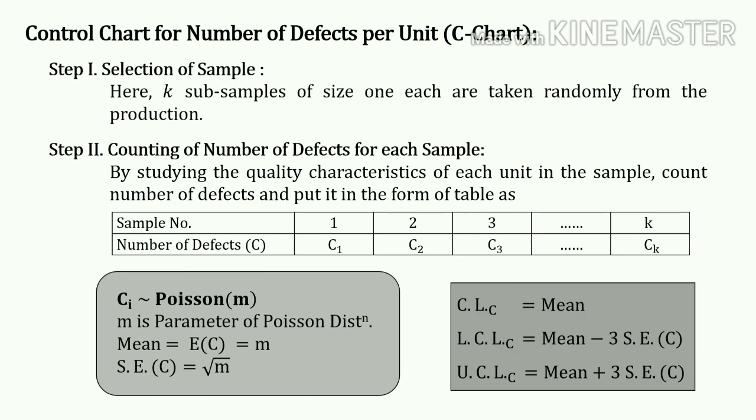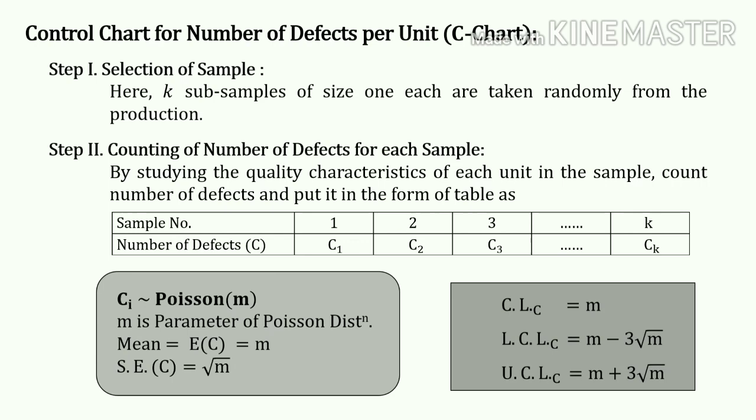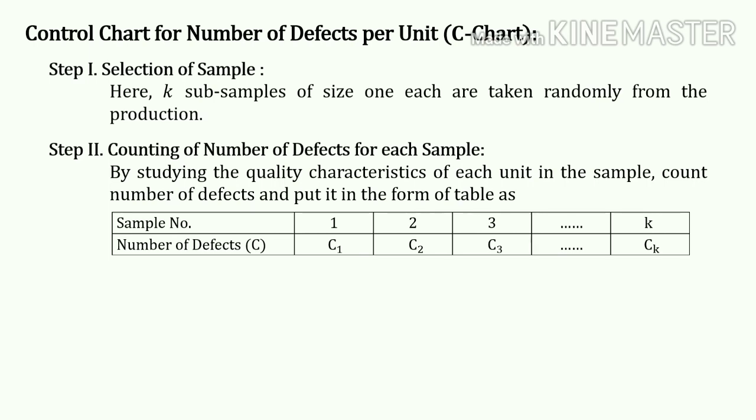So by replacing mean by m and standard error by root m, we can write the control limits for the number of defects per unit chart as CL is m, LCL is m minus 3 root m, and UCL is m plus 3 root m. Unfortunately, this parameter m of the Poisson distribution is not known in advance and we have to estimate it by using its suitable estimate, and yes, its suitable estimate is C bar.